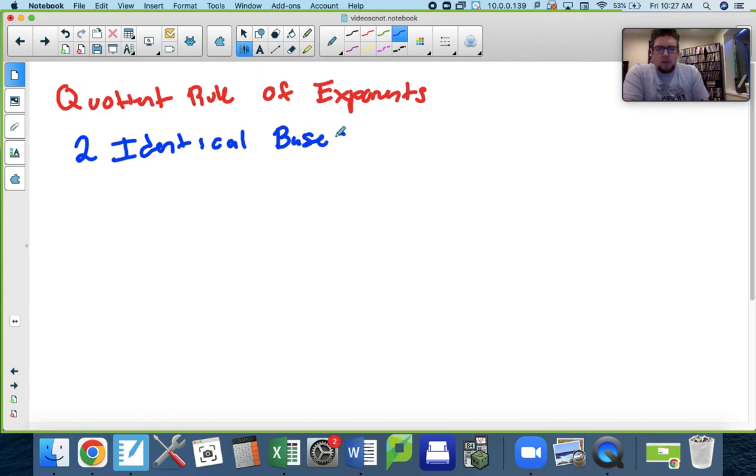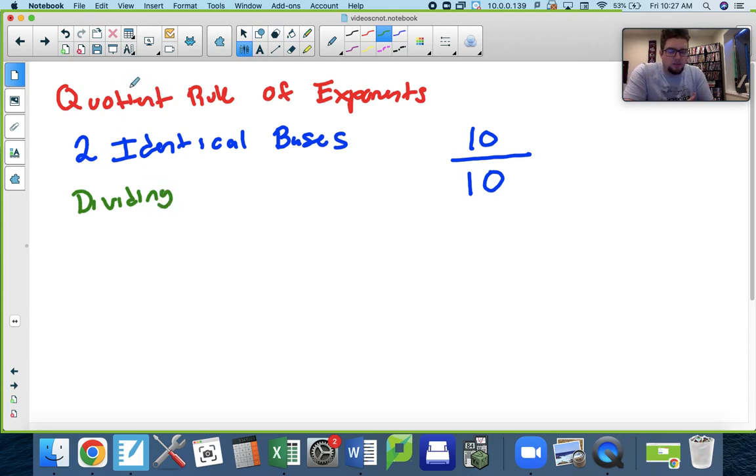So when you're talking about exponents and powers, you have the same base, you have 10 and it's being divided by 10, they're identical. And indeed dividing, that's how we get the quotient rule. Quotient does mean division. So there they are, they're dividing. Those powers subtract. So right now the 10s I have are 1 and 1.